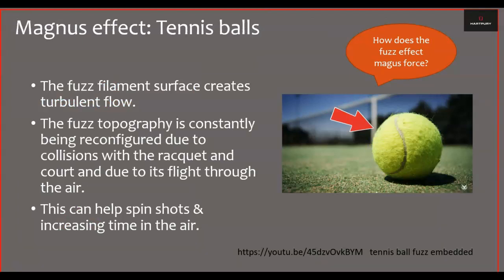So just thinking about technology here then, if we've got a tennis ball, the fuzz on the tennis ball creates turbulent flow. Okay, so that fuzz is constantly being reconfigured due to collisions with the racket and court and its flight in the air. So this can help with spin shots and increase time in the air. So that's a little bit in regards to technology.